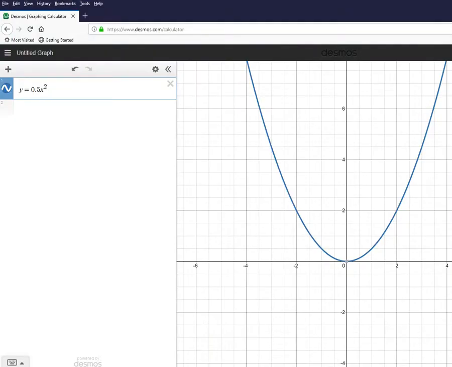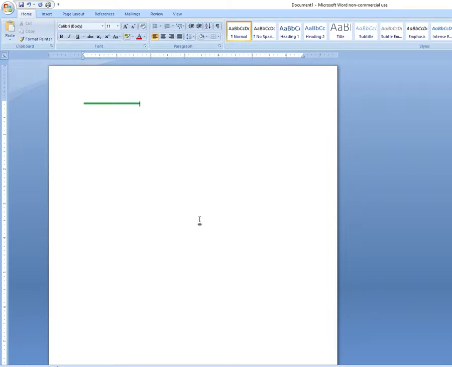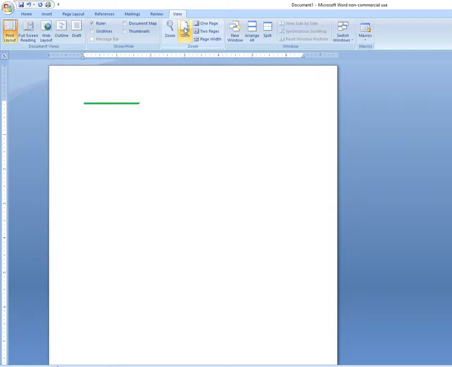So I've used Desmos here. I've typed in y equals 0.5x squared, gives me a shape. So I'm going to print screen that, and I'm going to try to do it on a Word document. Hopefully that will be a little bit easier to follow.